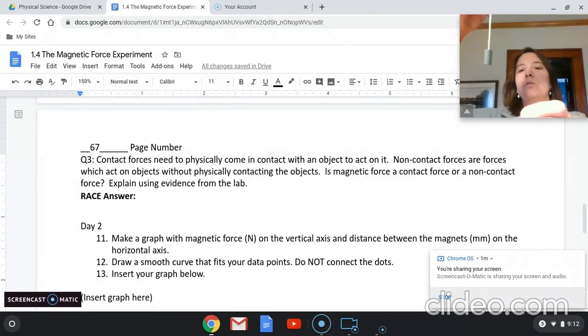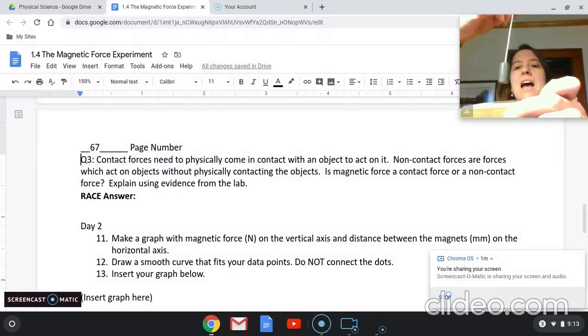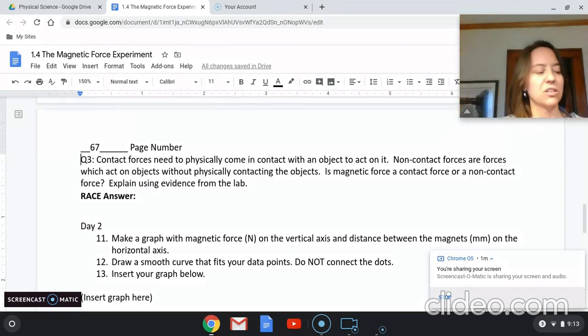So, when I have my two magnets, do the magnets have to touch each other to create a force? So I can feel a pulling force before they even touch each other. So that's a hint. So for your answer, you would say, to start out, magnetic force is a contact force or a non-contact force. And then you would explain using evidence from our lab. So did the two magnets exert force on each other when they were separated by the spacers or not? So you want to explain that in your answer.